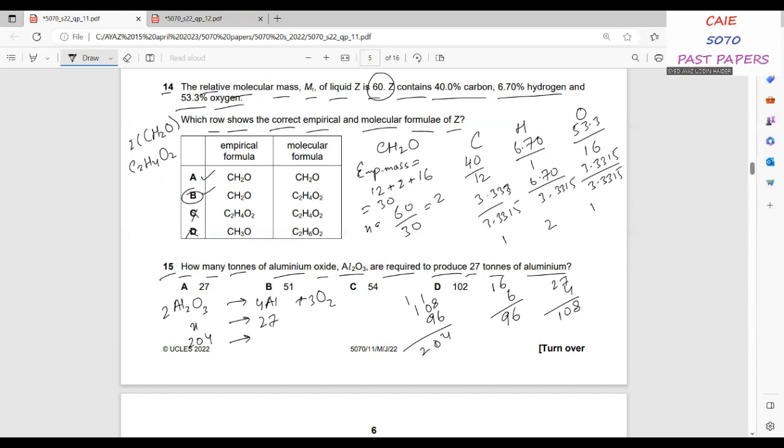So 204 of Al2O3 gives how many Al? 4 multiplied by 27 is 108. Cross multiplying, you will get 108x is equal to 27 multiplied by 204, or x is equal to 27 multiplied by 204 divided by 108.